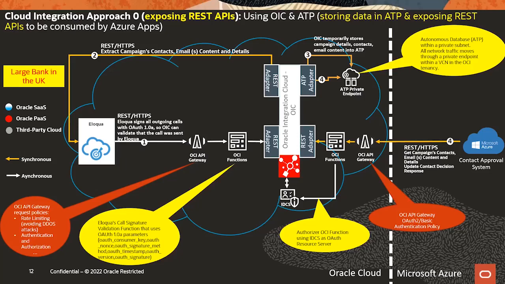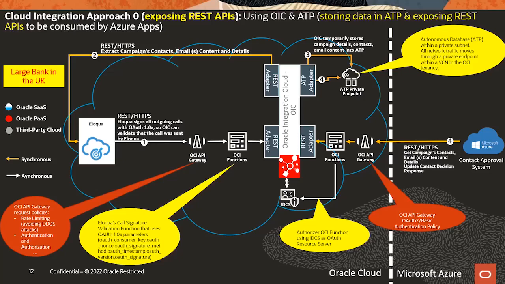Which authentication do we use here to protect, let's say, the APIs exposed to Microsoft Azure? We are using OAuth 2.0 client credentials or authentication code protection in this case. So the idea was to do that.